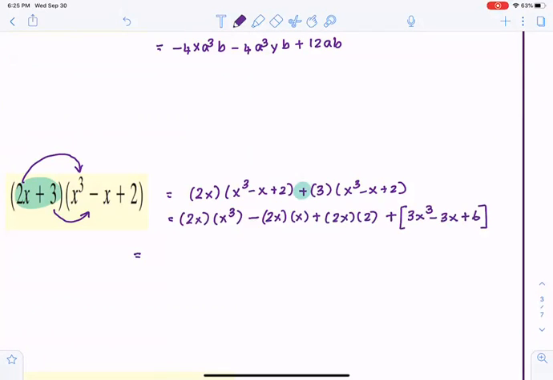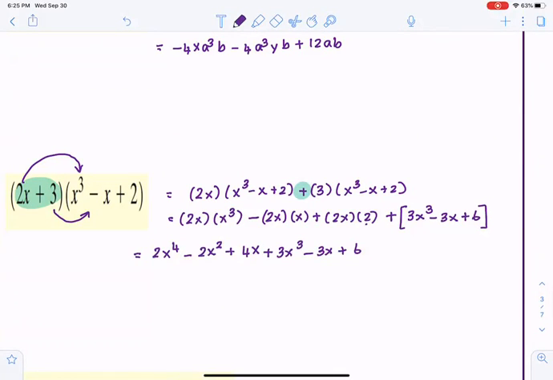2x times x cubed would be 2x raised 4, minus 2x times x is 2x squared. 2 times 2x is 4x. And since it is a positive sign, we distribute positive 1, so we would have positive 3x cubed minus 3x plus 6. Now we have to combine like terms.